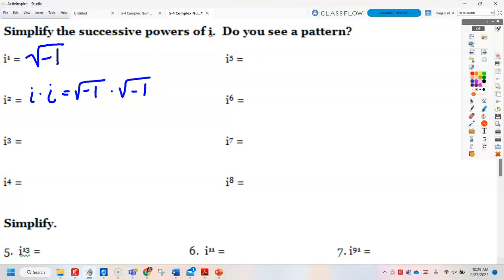If you have the square root of a number times the square root of that same number, it just becomes the number. Like if you have the square root of 5 times the square root of 5, it becomes 5. So the square root of negative 1 times the square root of negative 1 is negative 1. We are now going to say that anytime I have an i squared, it is equal to negative 1, because two square roots of the same thing cancel the square roots and become the number.